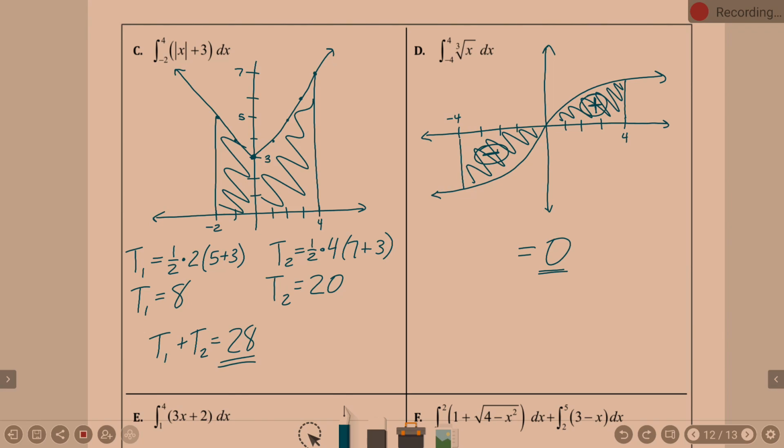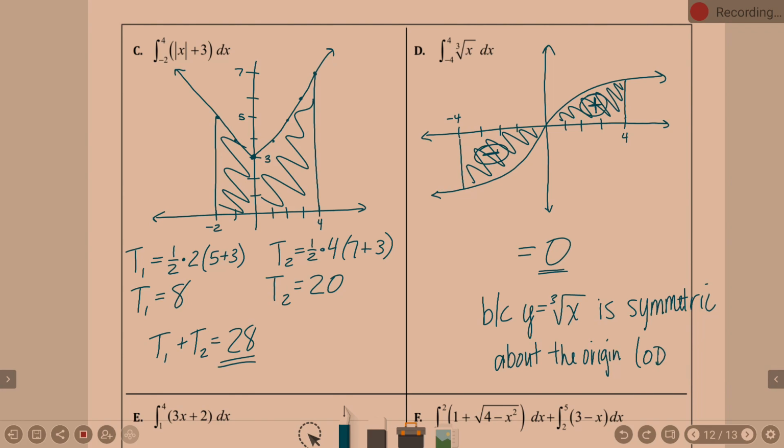Okay? And I'm just going to say down here, because y equals the cube root of x is symmetric about the origin, I'm going to say symmetric about the origin because do you guys remember what odd means? You might now, right? It's just odd. It's really odd. Okay.